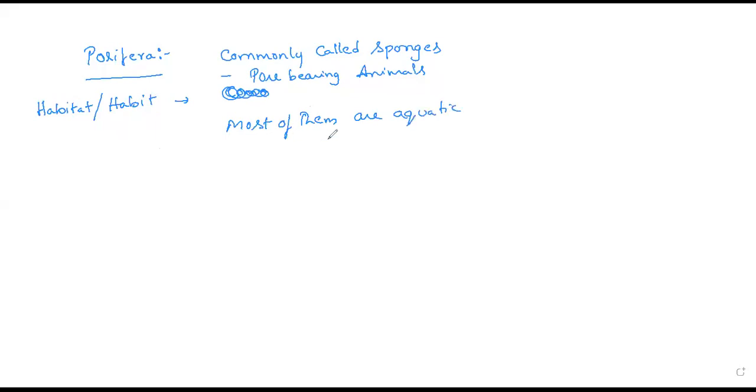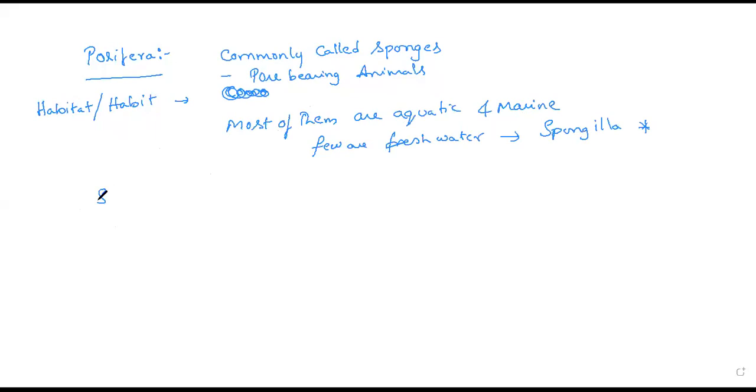Most of them are aquatic and marine. Few are freshwater. The best example of a freshwater sponge is Spongilla. So this is one question. Spongilla is one question.